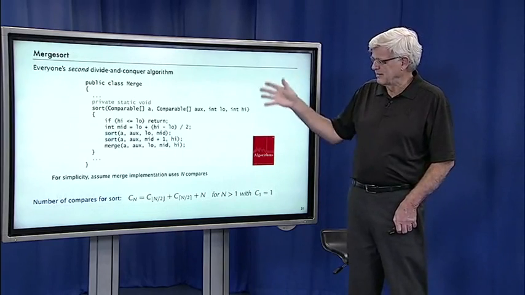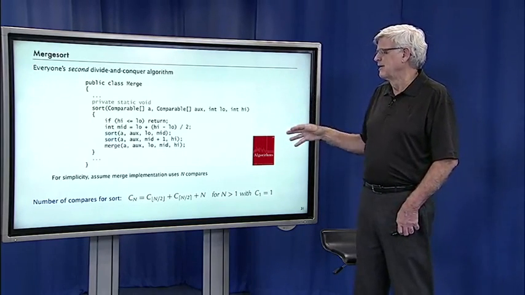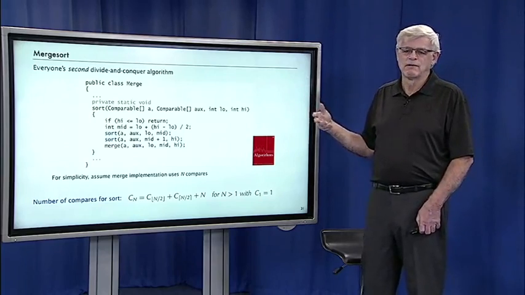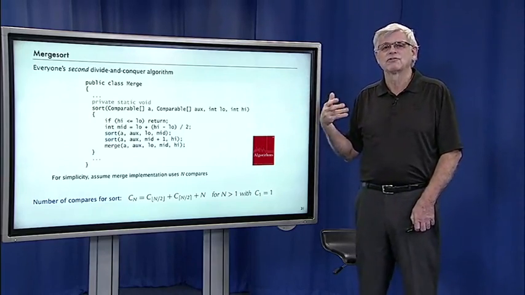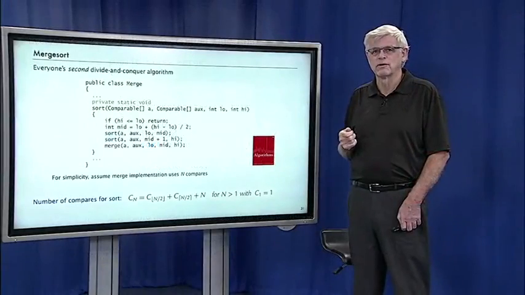Merge sort, everybody learns, and I talked about it in the earlier lecture. Divide the array into two halves, sort the two halves, and then merge to put them back together. For simplicity, we'll assume that the merge implementation always uses n compares, and then if you do that, you get this recurrence for the number of compares for the sort.